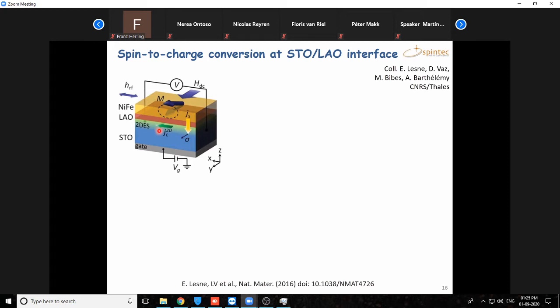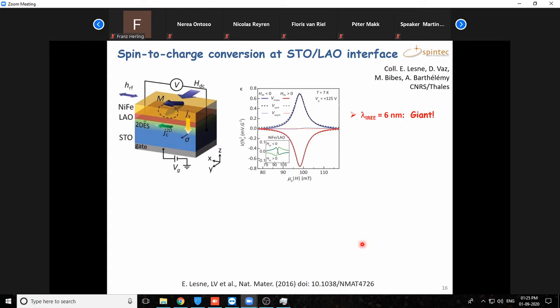which is known to give rise to a two-dimensional electron gas at the interface between STO and LAO. So we have deposited a nickel iron layer on top and do the dynamical spin injection through spin pumping. And here are the raw data that we obtain. So we have nice Lorentzian curves that are well reversed by reversing the field direction. And this signal is very large.